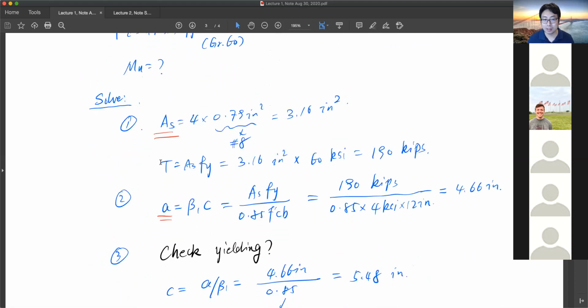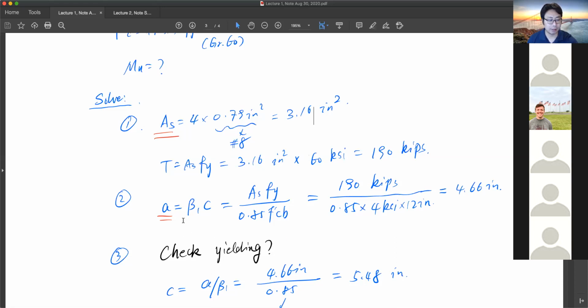Okay, now the tension force T equals As Fy because the section supposedly yielded. So what I'm trying to say is whenever we solve the problem, we automatically assume it's yielded first. Then 3.16 inches squared multiplied by 60 ksi gives me 190 kips in terms of the total tension force. So with that, I can carry on to find my effective compressive zone.